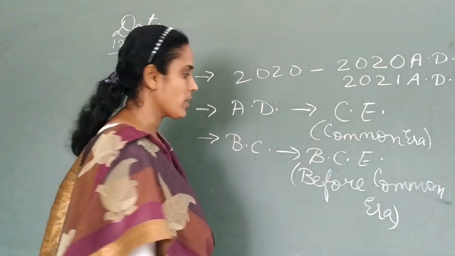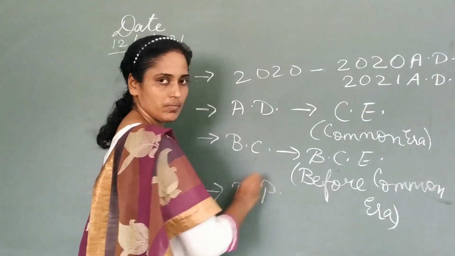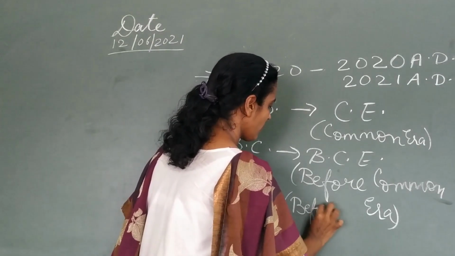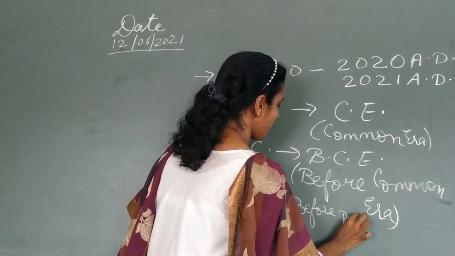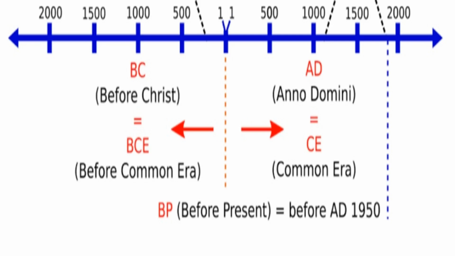Now in some countries, instead of all these, they use BP. Okay, BP stands for before present. BP means before present. That is whatever happens before this specific point of time. That is considered as BC in some countries.